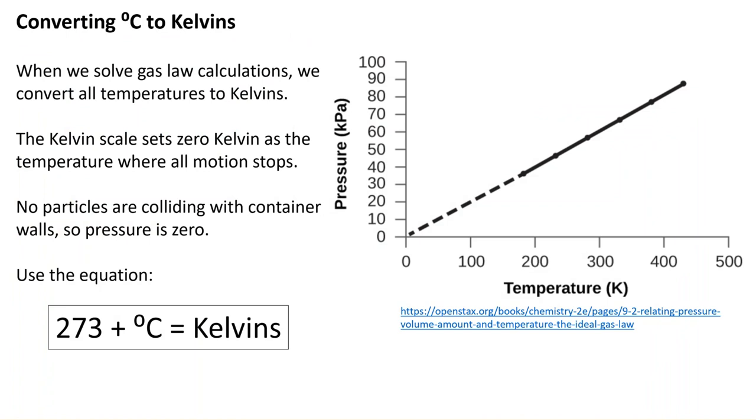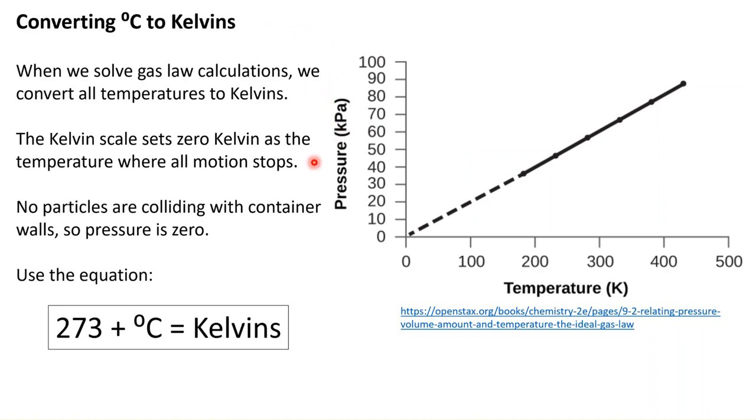The correct temperature scale to use is one that is called Kelvin. This is new for you. So what we are going to do is convert degrees Celsius to kelvins. Anytime we solve gas law calculations, we have to convert any temperatures to kelvins.